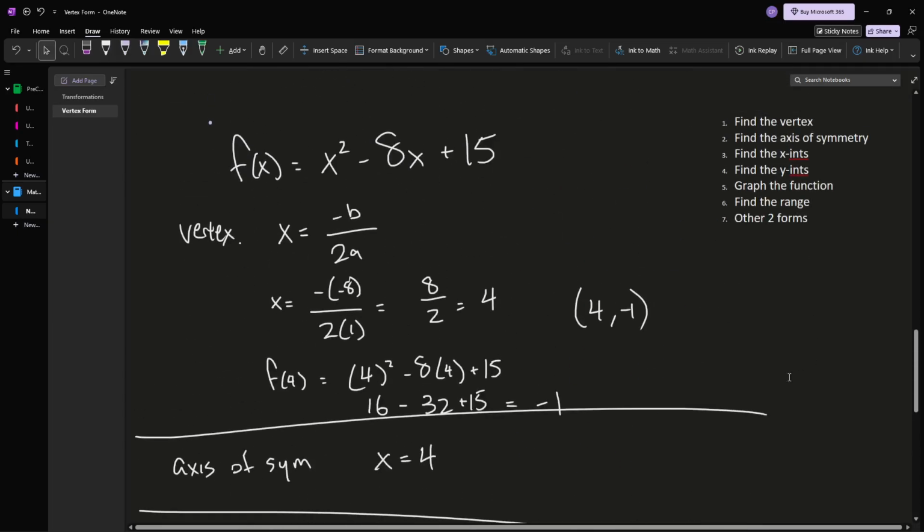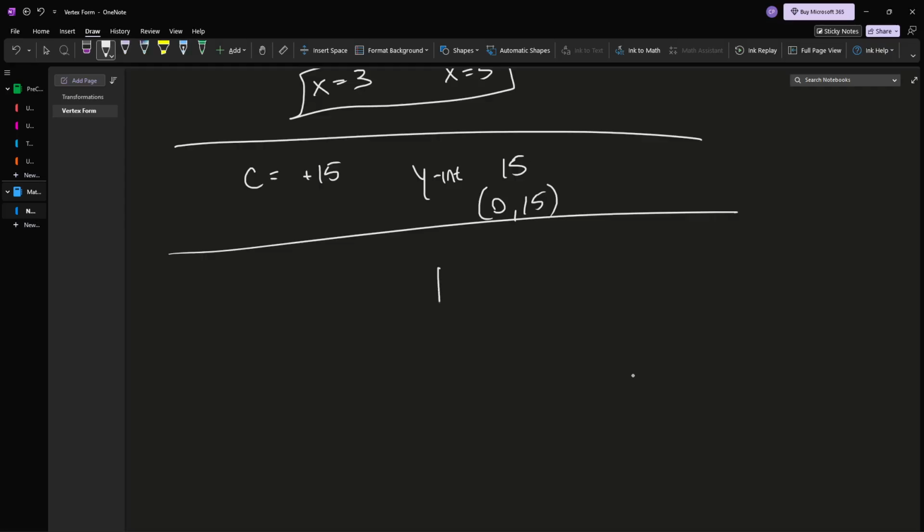Now let's look at graphing the function. So look at all our points and see, do we have enough information to graph our function on our graph? And a reminder of what we said last topic, you only need 3 points to graph a curve.